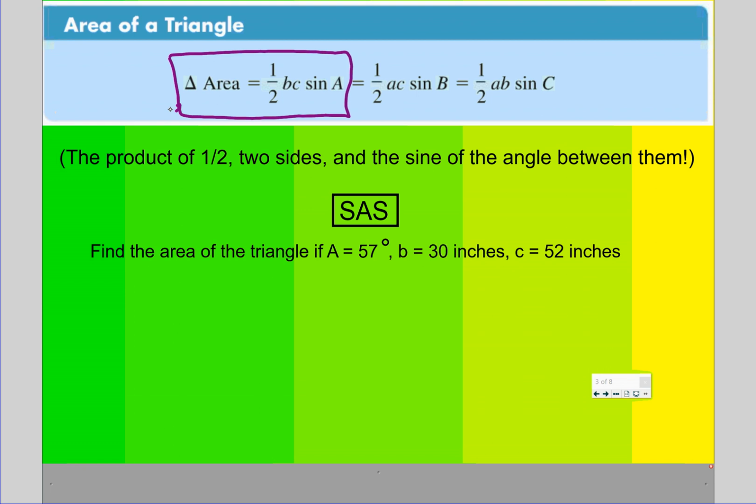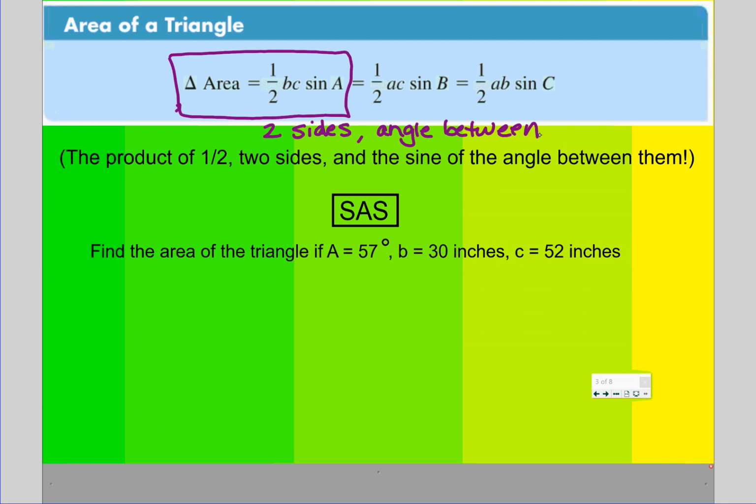We use this when you have 2 sides and the angle between them. Okay? So it doesn't matter if it's a base or a height, as long as you have 2 sides and an angle between them, we can use this formula to find the area of the triangle. So that's the side angle side condition, which you see at the bottom here.